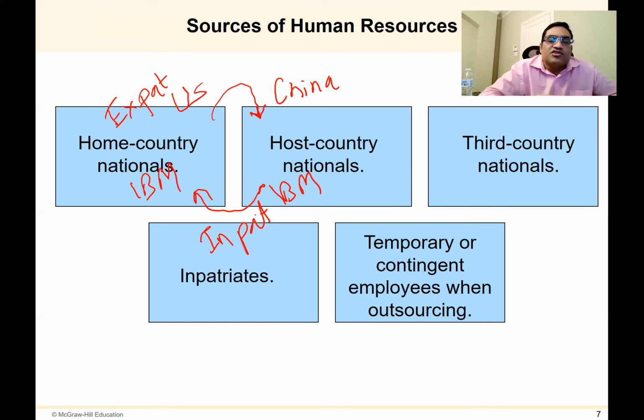Inpats. And there is a term called transpatriates, which is individuals that just hop from one country to another country. It's not mentioned in the textbook, but just letting you know. Global nomads is also another term used for them. And then there is a term called third country nationals, which is people that are not from either, like in this case, the US or China. They're from a third country. It could be Korea. They often understand the language and the culture, so they could be a good bridge between them. And then, of course, you can bring in temporary contingent employees.